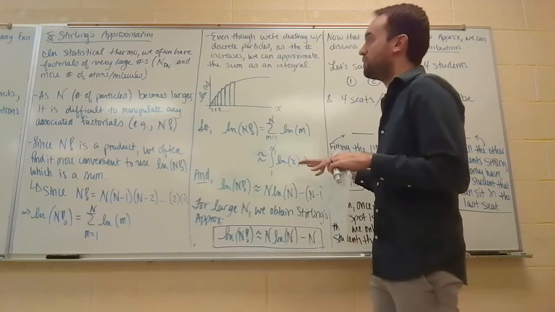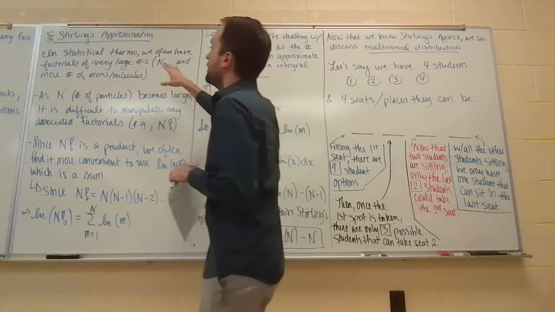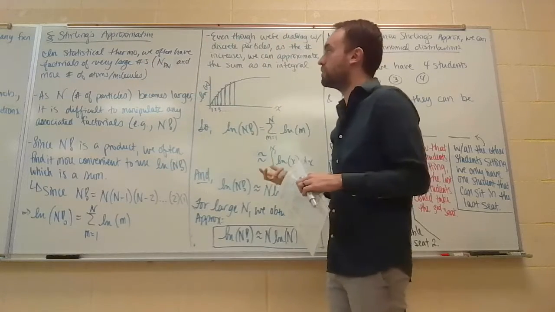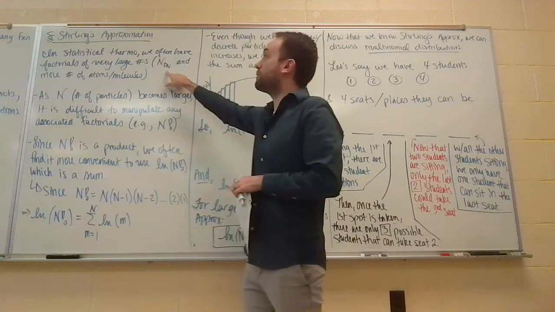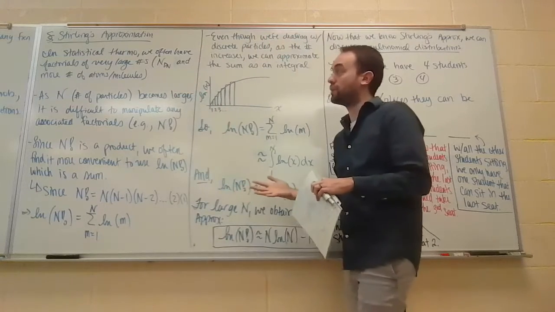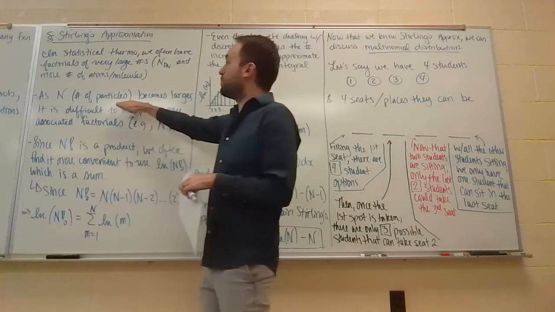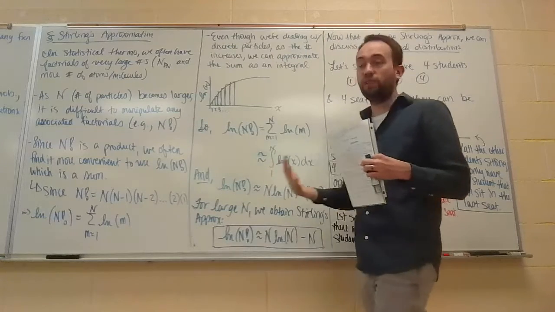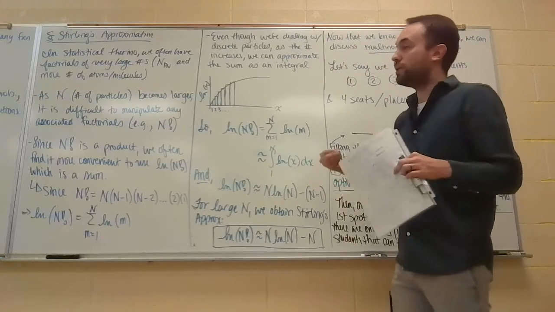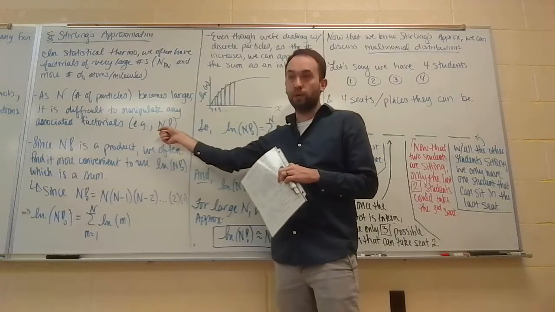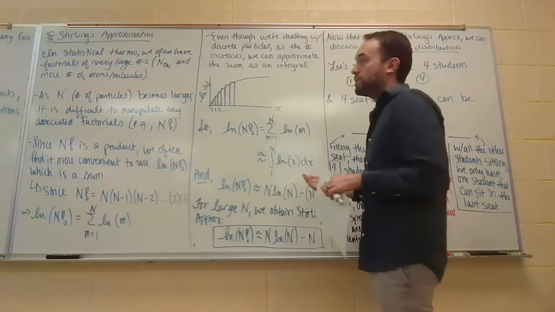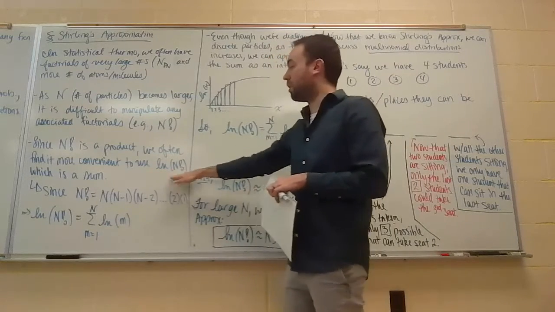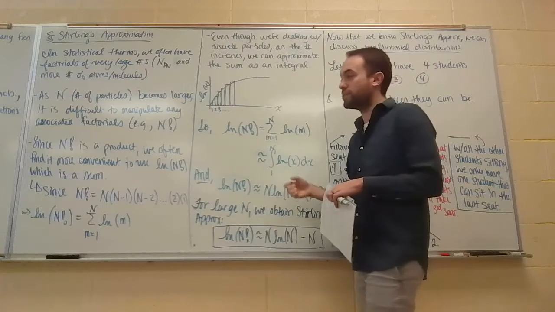All right, so continuing with our discussion about Stirling's approximation, in statistical thermodynamics, we often have factorials of very large numbers. So for example, we have Avogadro's number and even more numbers of atoms and molecules. As n, or the number of particles, becomes larger, it's going to be difficult to manipulate any of the associated functions where we have things involving the n factorial. Since n factorial is a product, we often find it much more convenient to use the natural log of n factorial, which would then give us a sum.